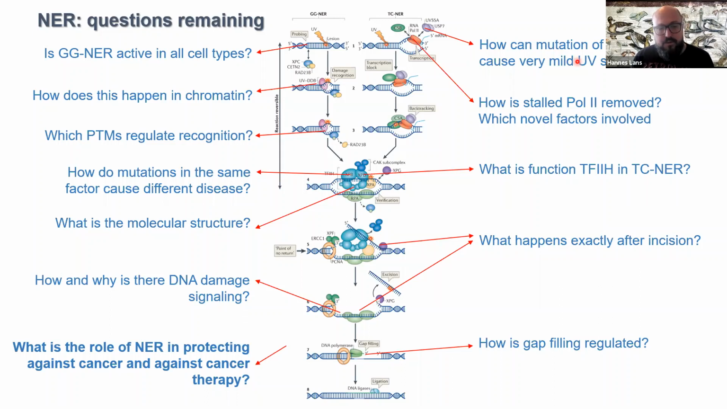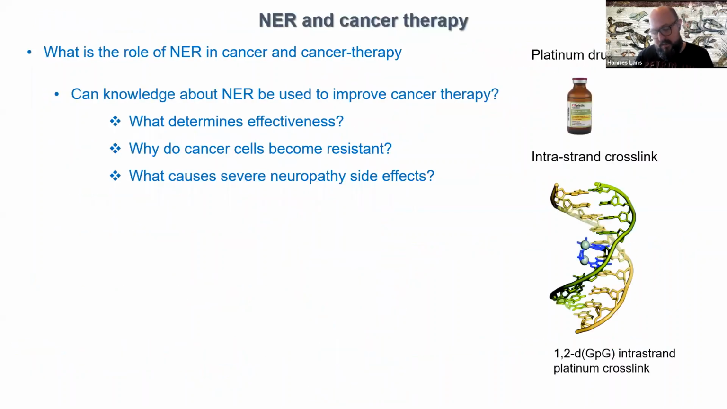So what I find personally interesting, and also in light of the theme of this course, is the relation of nucleotide excision repair with cancer, but not only with cancer, but also with cancer therapy. Because, as I said in the beginning, nucleotide excision repair can detect many different types of damage, also those induced by platinum drugs like cisplatin, carboplatin, oxaliplatin.